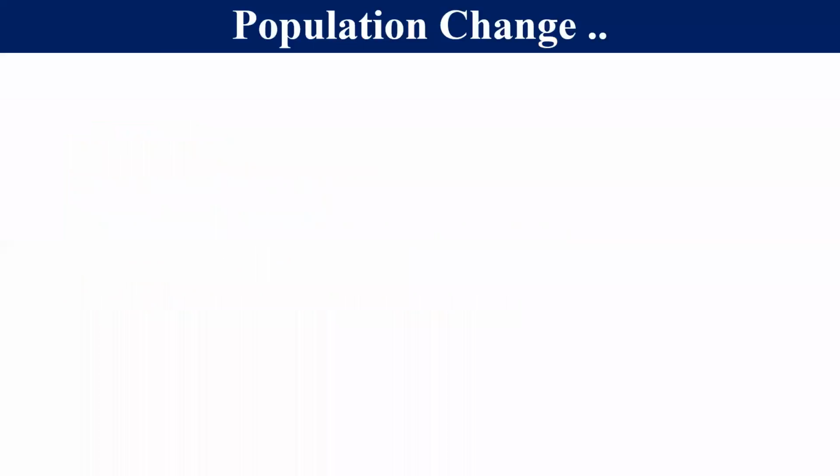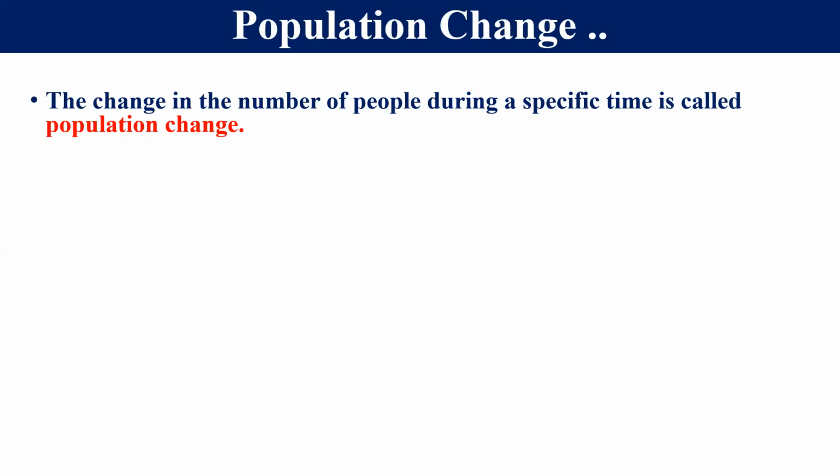Our first topic is population change. Dear students, population change means the change in the number of people during a specific time period. During a specific time period, the number of people has changed. It may increase, it may decrease, depending upon the situation. But the change in the number of people during a specific time period over a particular area is called population change.